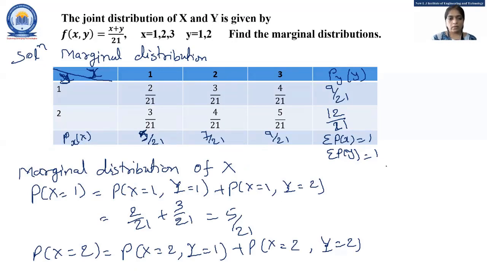Got it? So I think now you understand how we find the marginal distribution from the given data.